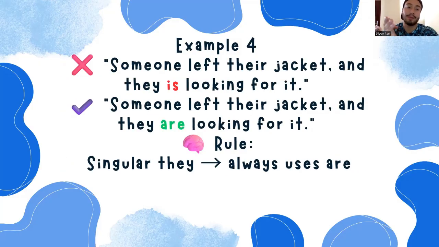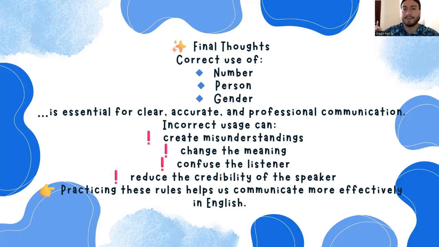And the final example: someone left their jacket, there is looking for it. Someone left their jacket and they are looking for it. This example demonstrates the use of the singular they. Even though they replaces he or she, it still uses the plural form are. Saying they is sounds unnatural and incorrect and can distract the listener from the main message.